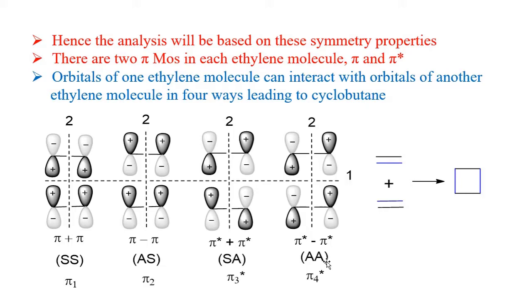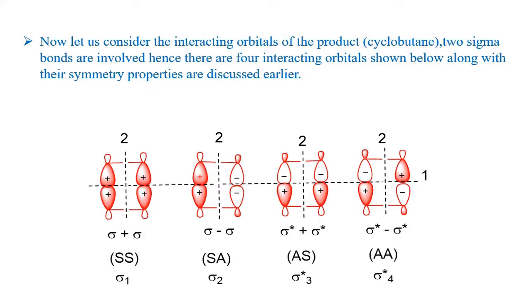Okay, here we have seen that 2 pi bonds of ethylene molecules get transformed into 2 sigma bonds in cyclobutane, or otherwise we can say 4 pi molecular orbitals of 2 ethylene systems get transformed into 4 sigma molecular orbitals in cyclobutane.